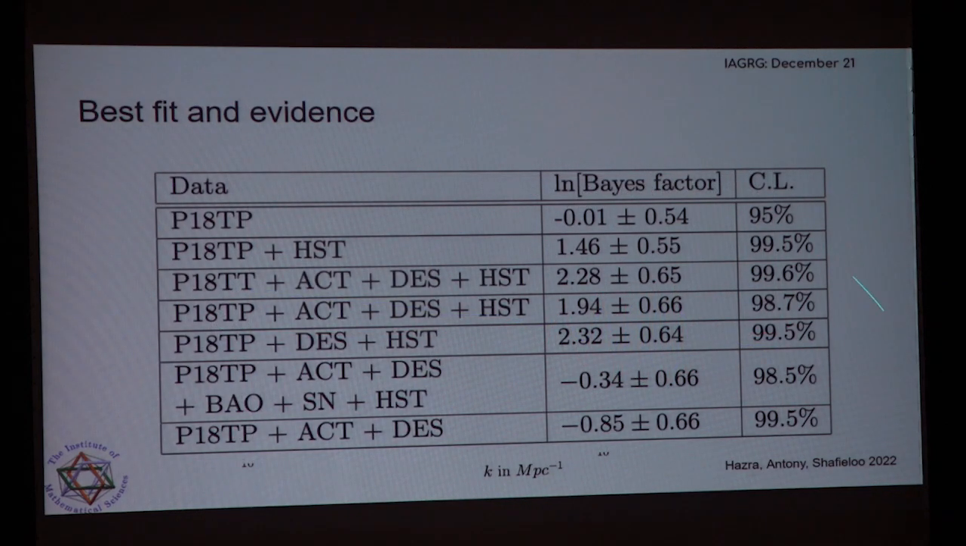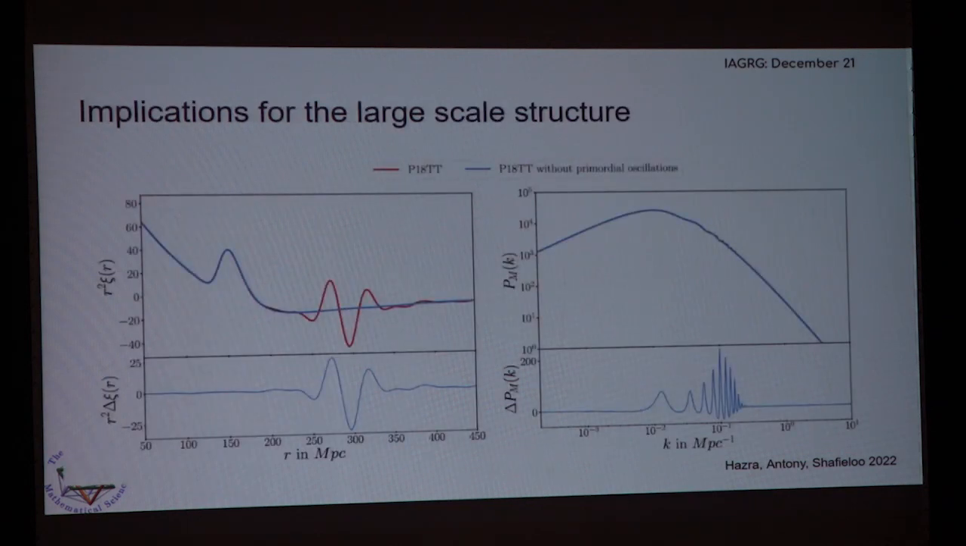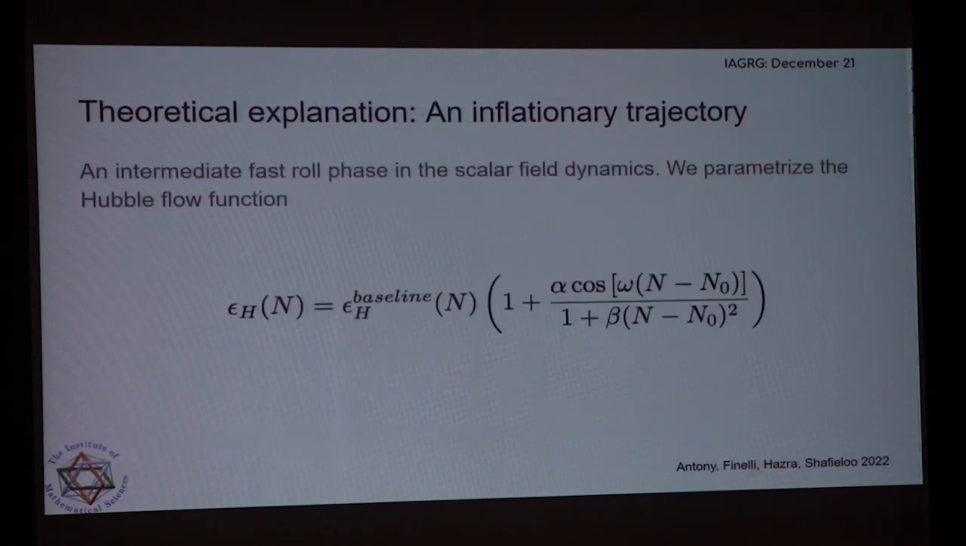We tried to test with different combinations of the data sets, with and without HST, with the Dark Energy Survey observations, etc., and we found that it is consistent with almost all the data sets. It has another signal in the large scale structure. If you calculate the correlation functions, you should get a peak and a trough in this region around 300 megaparsec. So, we need better large scale structure observations to see this kind of peak if it actually exists.